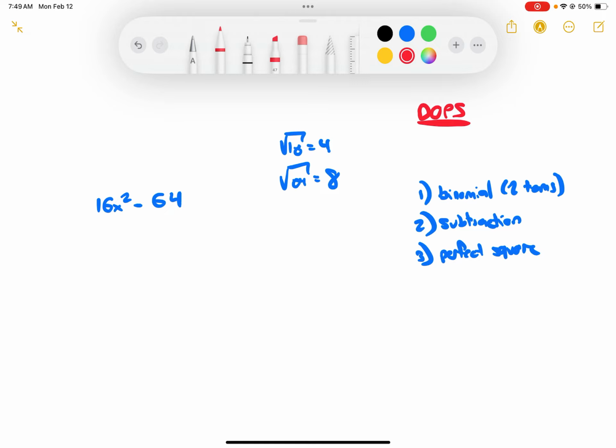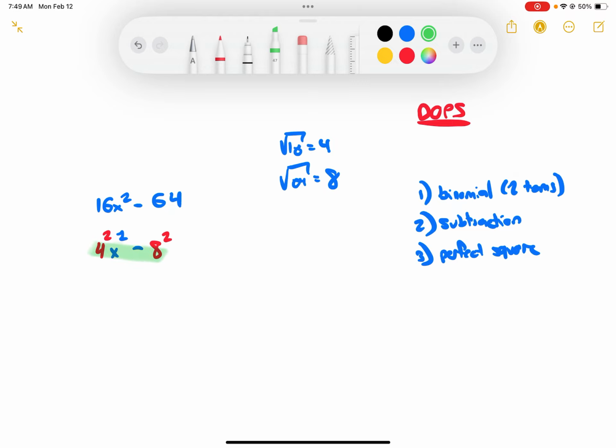So 16, and this is the one that everyone forgets, is this one right there. You have to rewrite every number, right? Because the base of this exponent of 2 is just the x. So this 16 is still not written in this moment as a number squared. So 16 is the same as 4 squared. And there's my x squared, minus 64, well, the square root of 64 is 8, so I can rewrite that as 8 squared. And then we just do the same thing we did before.